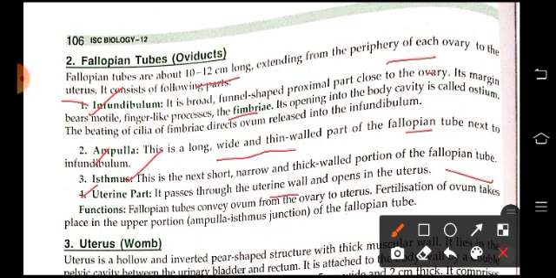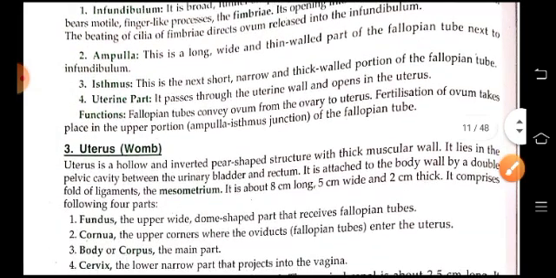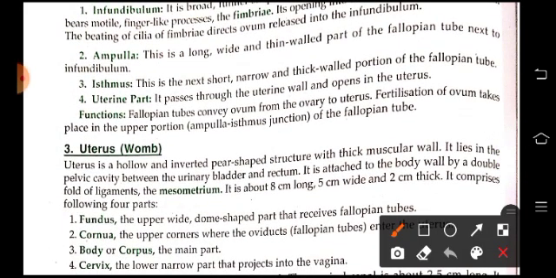So what is the function of this fallopian tube? Now this fallopian tube conveys the ovum from the ovary to the uterus, and fertilization of the ovum takes place in the upper portion of the ampulla-isthmus junction of the fallopian tube. So the question is asked, where does fertilization take place in females? It takes place in the upper portion of the fallopian tube.